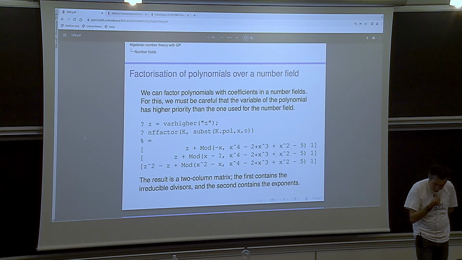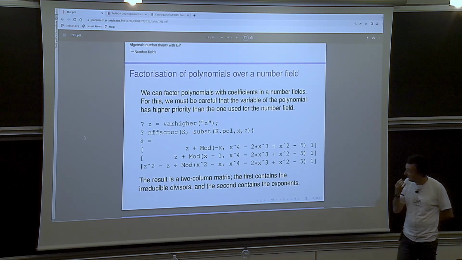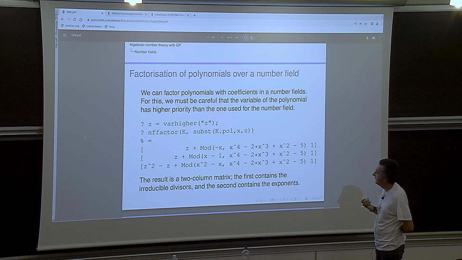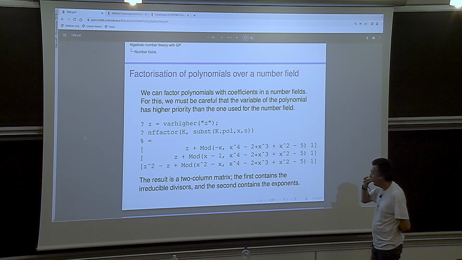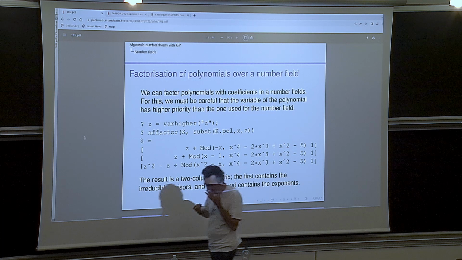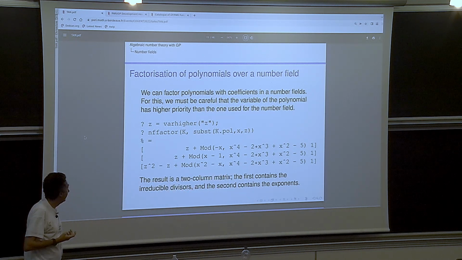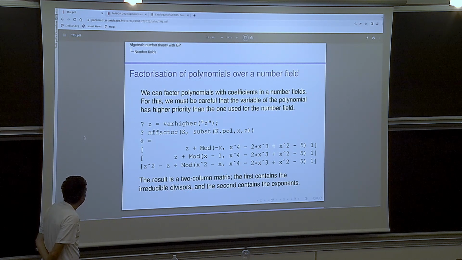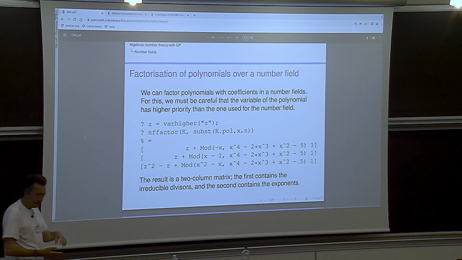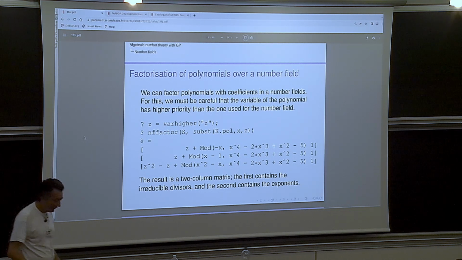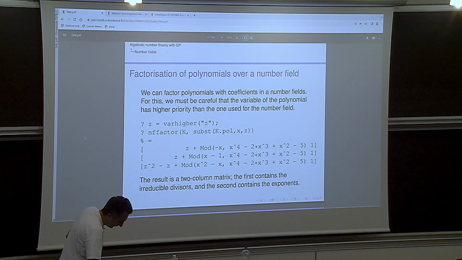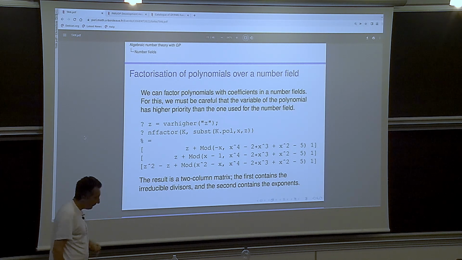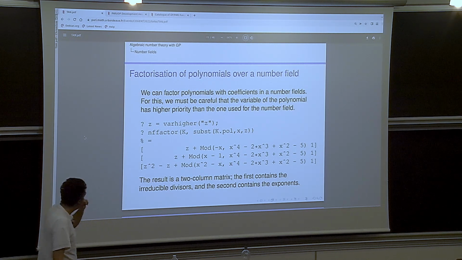Okay, so sometimes we need to factor a polynomial over a number field. There's a technical point. Variables in PARI-GP have some priority, and if you want to factor a polynomial, you can only factor it with respect to the variable with the higher priority.